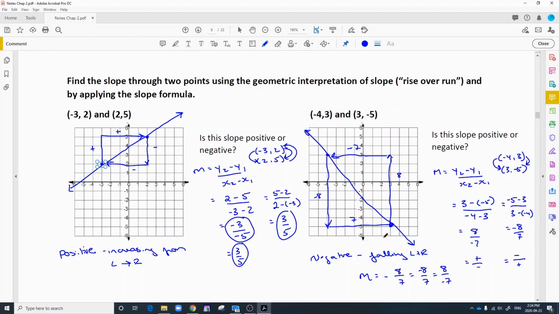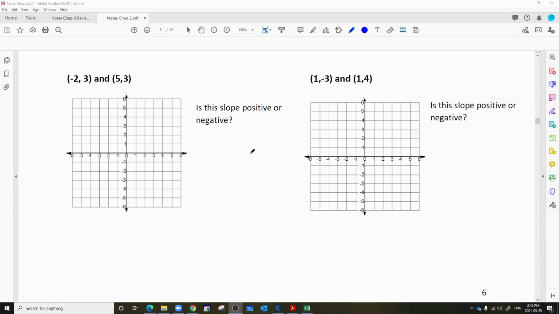So to find the slope of a line, given 2 points, you can just plug them straight into the formula, or if you graph them, you can count and find the slope. These last two examples can be done the same way. So let's start off by using the slope formula. So we've got slope equals y2 minus y1 over x2 minus x1.